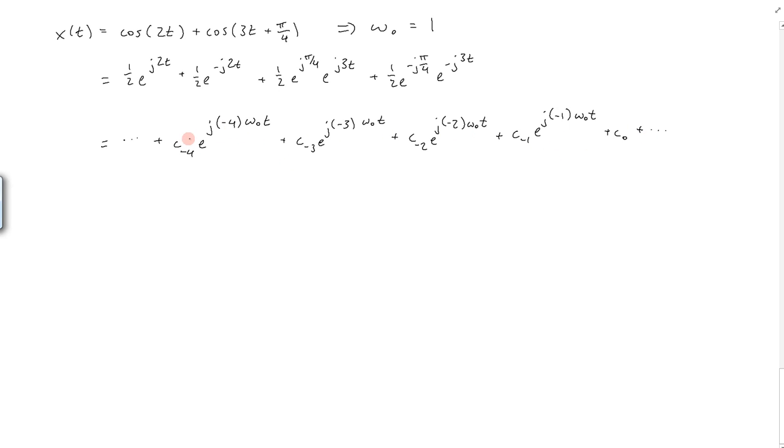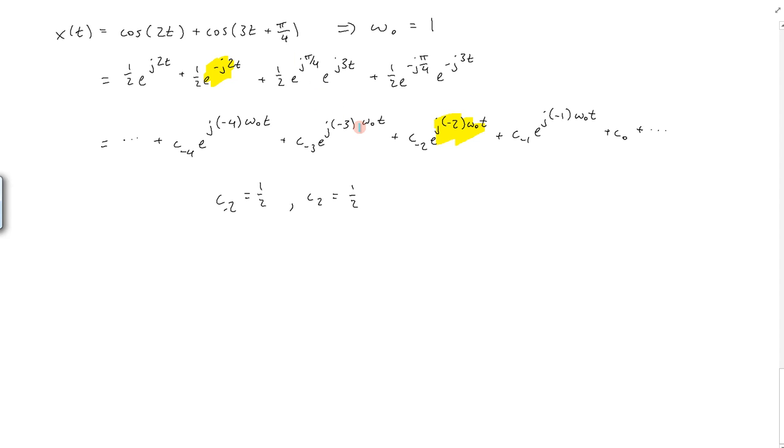And once again, we can just match terms. We can find what these things correspond to because we know that omega 0 is equal to 1. So we see that we have something of the form e to the minus j 2t. Well, we have something like that right here too. Because omega 0 is 1, we have e to the minus j 2t. So matching this term and this term, we can see that C minus 2 is equal to 1/2. Well, we can also go to the positive side of the series here, and we'll see that C sub 2 is going to be equal to this part, which is also 1/2.